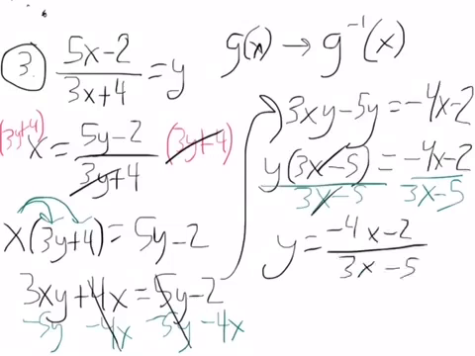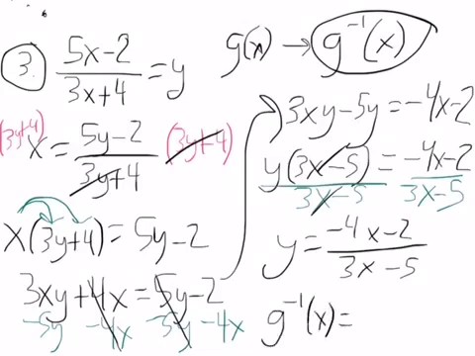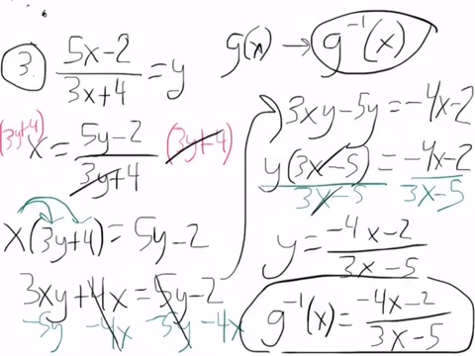And then last step, it's the inverse of g. So I'm going to write it as g inverse of x is that, negative 4x minus 2 over 3x minus 5. There it is.